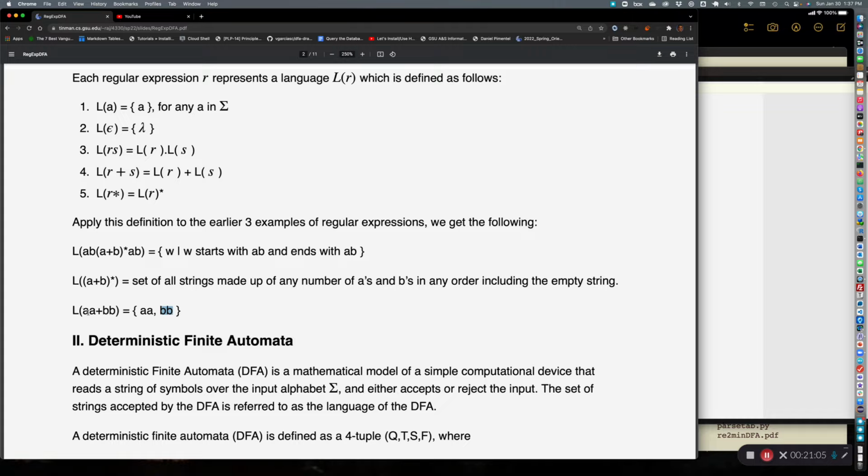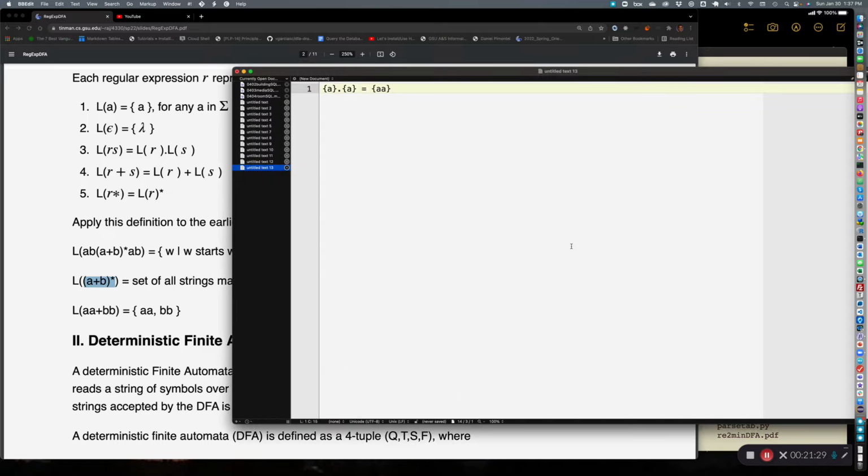Okay, and the strings in AA are just the one string AA, and BB is also just one string. Now this one here is called the universal language, (A+B)*, and it denotes the set of all strings made up of any number of A's and any number of B's in any order, including the empty string. So this really is a universal set, all strings you can make out of A's and B's. If you want to enumerate these, there is a standard way to do that.